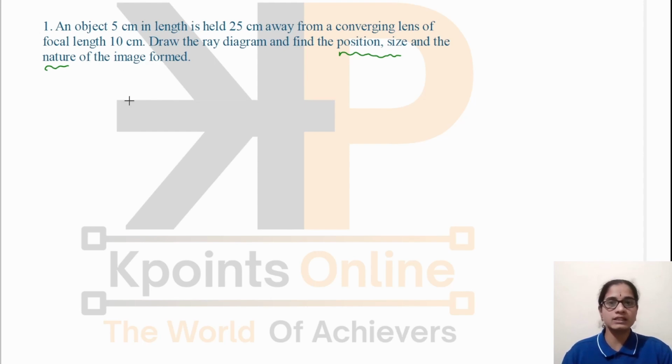First, let us write what are the given quantities here. They have given object height. An object 5 cm in length means it is the height of the object.